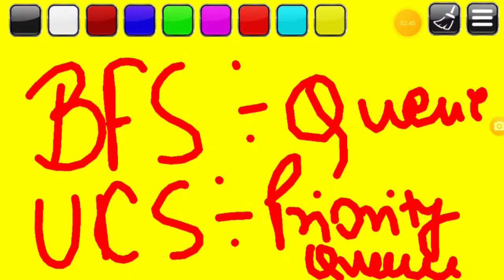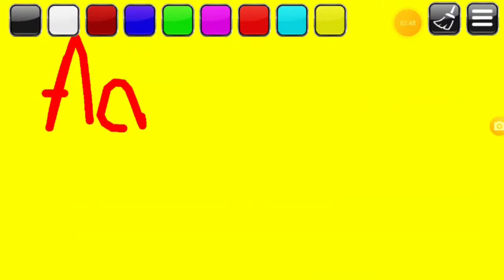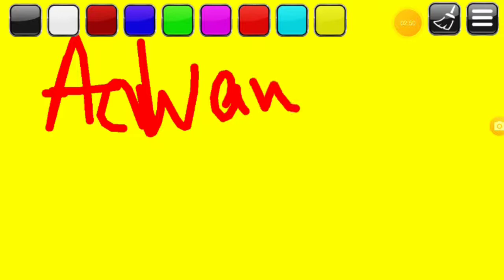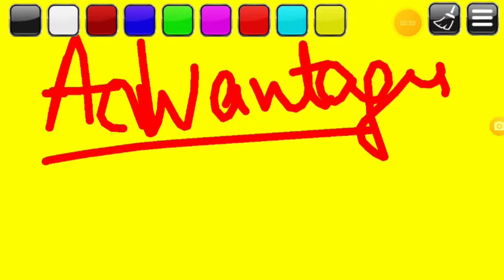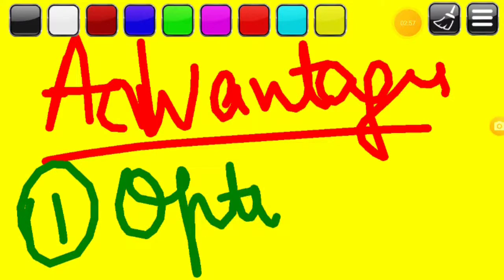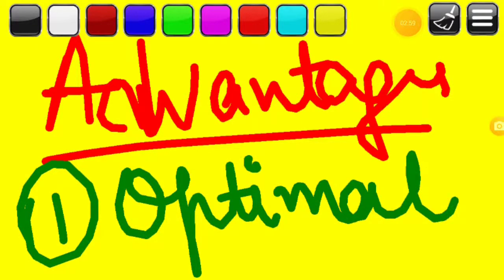Uniform cost search has some advantages. The advantage of this algorithm is that it always gives the optimal solution, because at every state the path with the least cost is chosen.